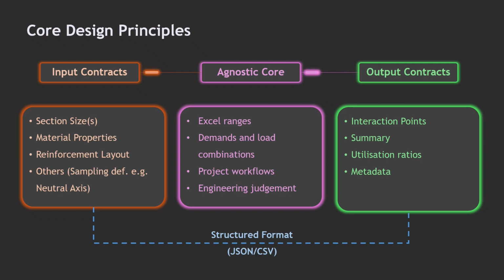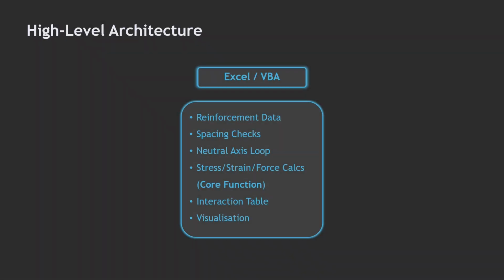So again, the core doesn't know or care whether the caller is Excel, a terminal, or whatnot. It just receives input, executes, and returns output. It's worth mentioning the exclusions right here. The agnostic core will not contain the Excel ranges. It will not contain the demands or any type of load combinations, any project workflows, and especially engineering judgment. And going back to the contracts, these are typical input and output, which can be consumed by any client, as I mentioned. Now on to the high level components.